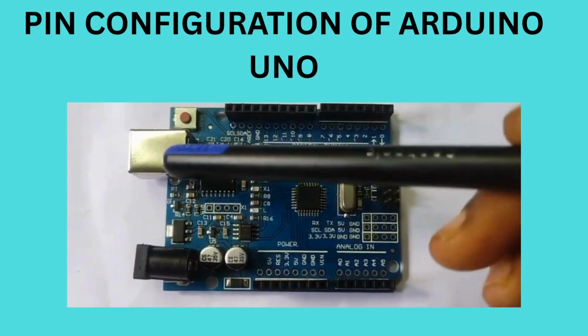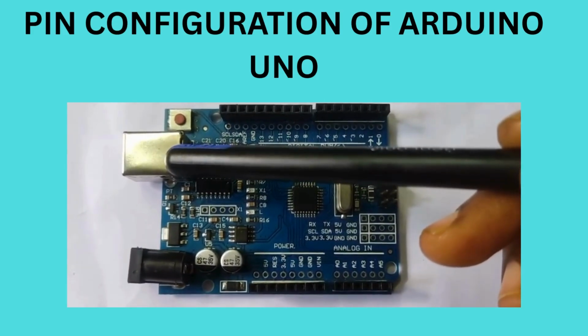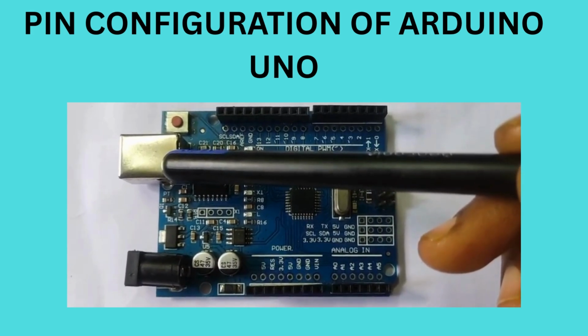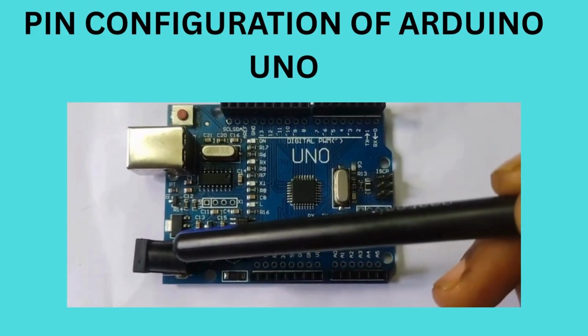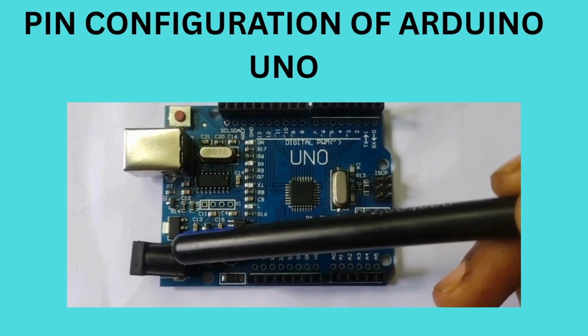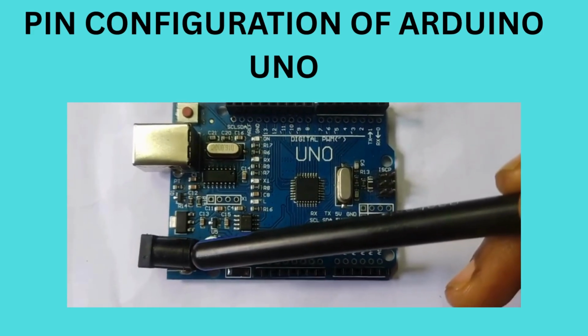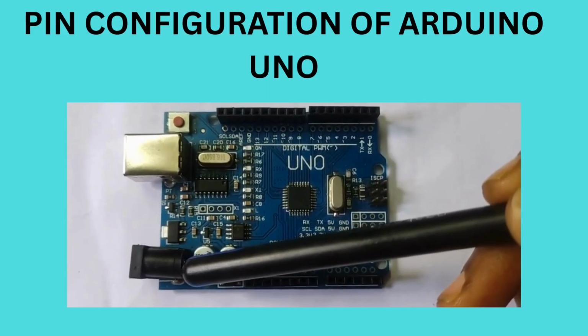Next one is the USB port. The USB port is used to connect the board to the computer. It helps us upload the code from the Arduino software and also powers the board. And next one is the power jack. This is the power jack. If we don't want to use the USB, we can connect a 9 volt battery or a DC adapter here to power the board.